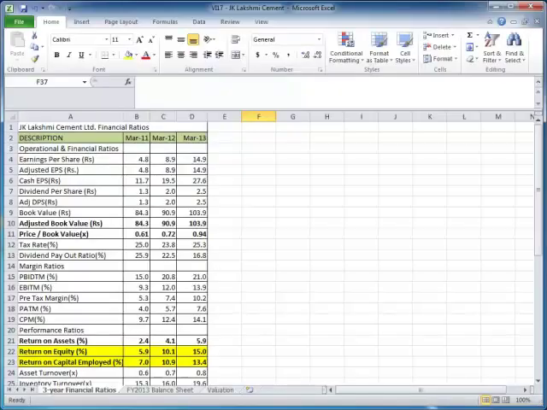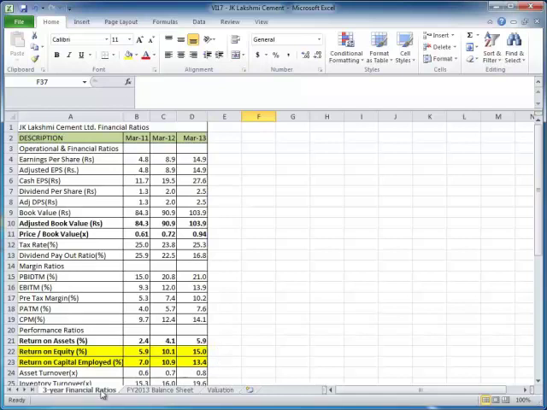Here we are in Excel, and what we're going to do now is look at an example of replacement cost valuation. So we have a company, JK Lakshmi Cement, and we have here in the Excel sheet a variety of its financial information and some statements. So there's 3 different sheets here, so we'll go through each one in turn.